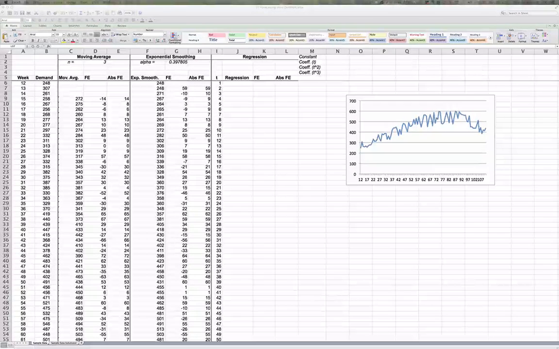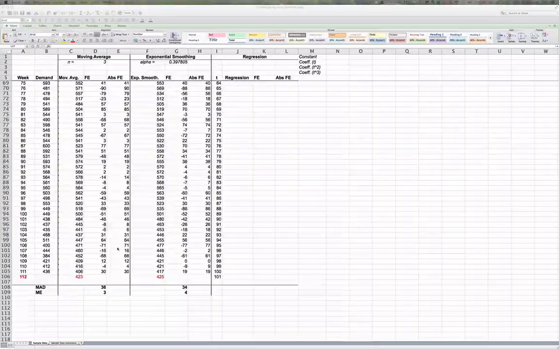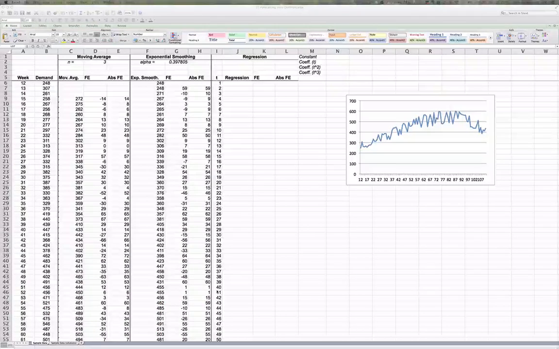In our last video, we talked about how we can implement the moving average forecasting technique, and also we talked about the exponentially weighted moving average or exponential smoothing method. Not only did we implement those two techniques, but we also assessed the quality of the resulting forecast by looking at some forecast error statistics. In this video, I want to continue our conversation and introduce a third forecasting technique, that is time series regression.